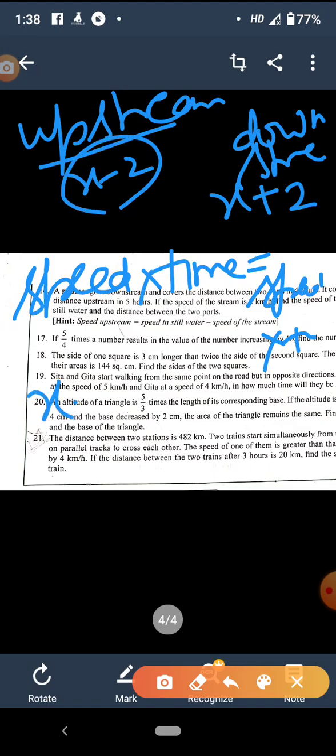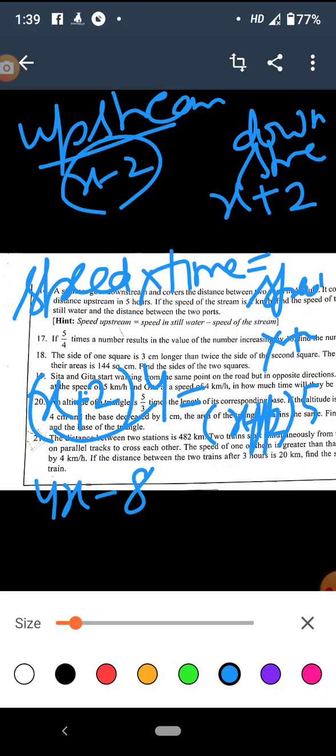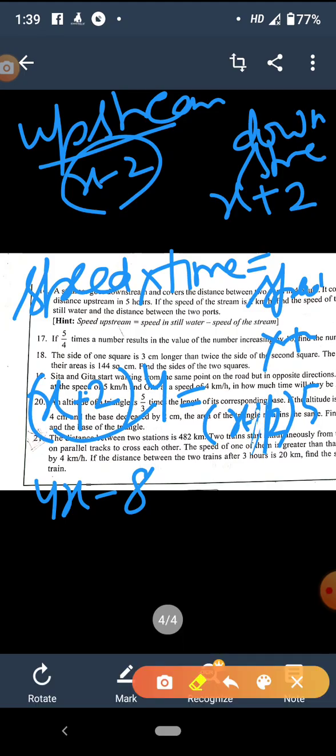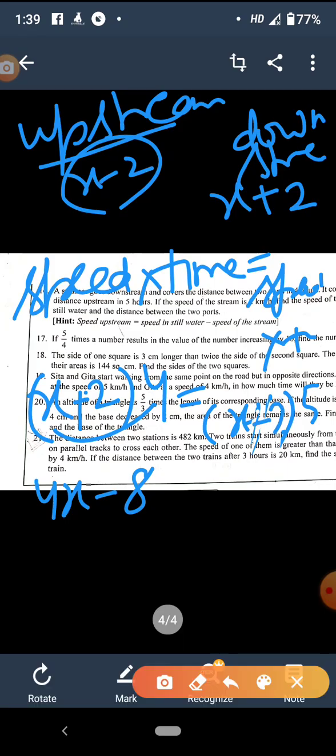Here the speed is x minus 2 and the time is 4. Now in the downstream the speed is x plus 2 but the time is 5. So multiplying, 4x minus 8 on one side, and 5x minus 10 on the other.